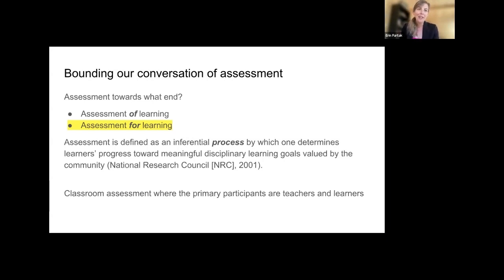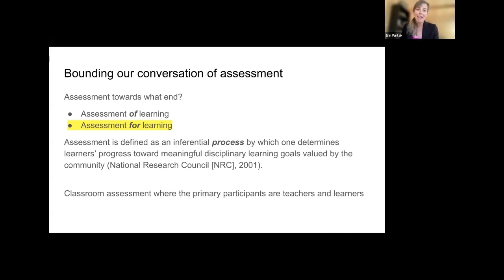So we're going to start by talking about how we want to bound the conversation of assessment for today. This is a classroom assessment gathering, and we're definitely talking about assessment for learning, although we also recognize assessment is often used to think about the learning that's happened at the end of a unit of instruction, or for moving on to different levels of educational attainment for accountability purposes. Today, we'll really be talking about assessment that supports learners and teachers in the classroom on a daily basis.